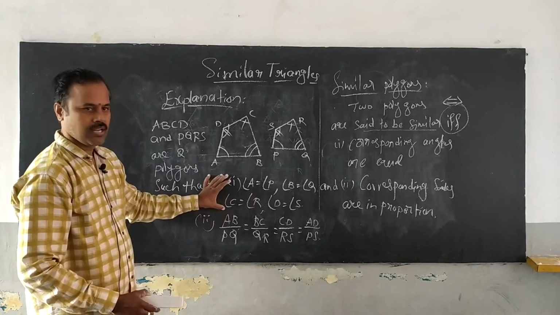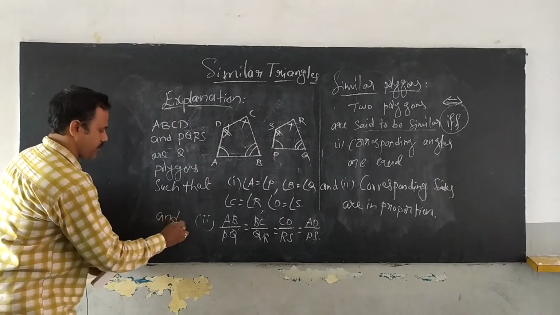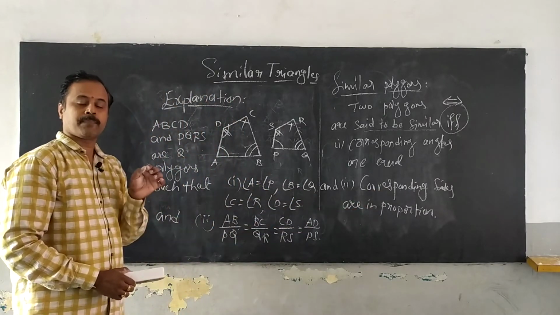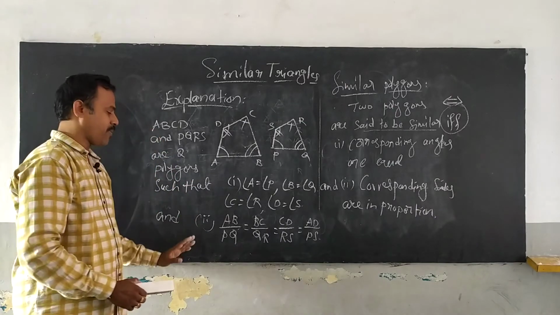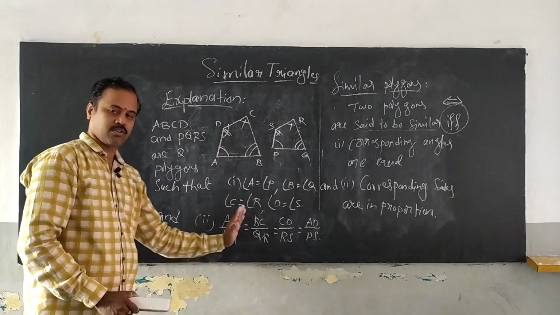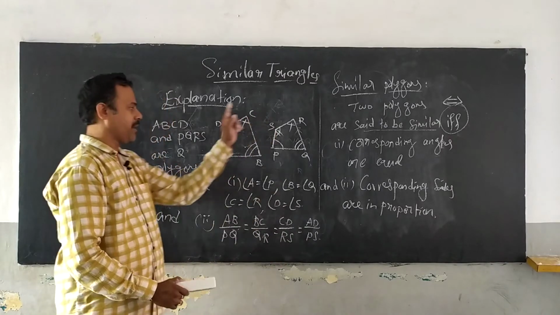Okay guys, you observe angle A is equal to angle P. This is the first condition, showing the corresponding angles are equal, and the second condition showing that corresponding sides are in proportion. Proportion means, you must keep in your brains, proportion means equality of the ratios. Now equality of the ratios is AB by PQ is equal to BC by QR is equal to CD by RS and it is equal to AD by PS.